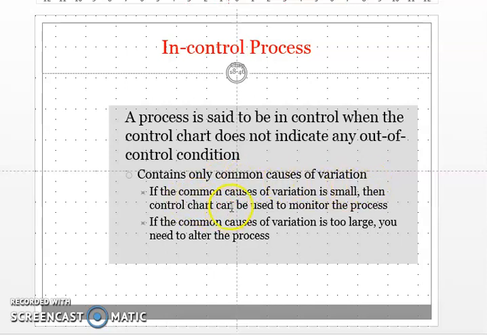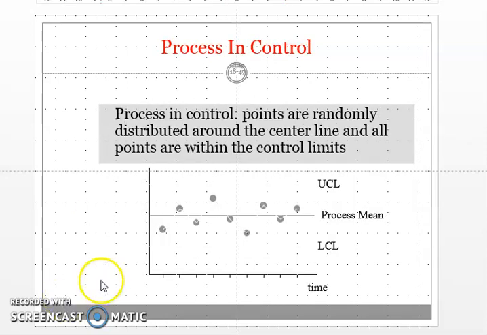If the common cause of variation is small, then the control chart can be used to monitor the process. If the common cause of variation is too large, then you need to alter or change the process. Just see how the control charts look like, the chance pattern of variation, in this slide.